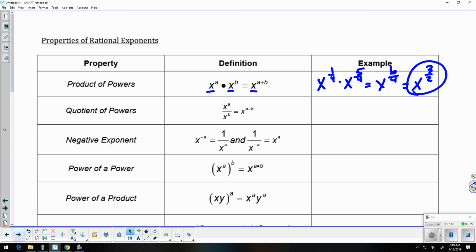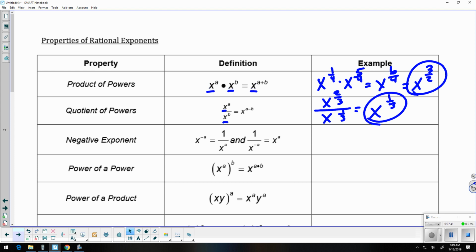And then with division, you're subtracting the exponents. So again, quotient of powers: as long as the base is the same, I'm just subtracting a minus b. So here's another example. If you have x to the 2/3 over x to the 1/3, it's still going to be x as my base, but I'm subtracting 2/3 minus 1/3, and that's going to be 1/3. So x to the 1/3 power would be my answer.